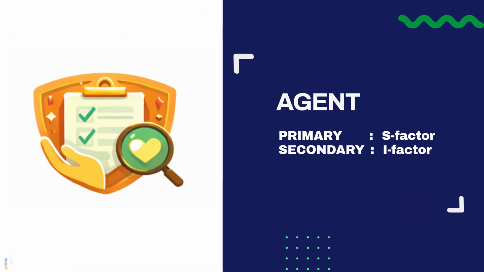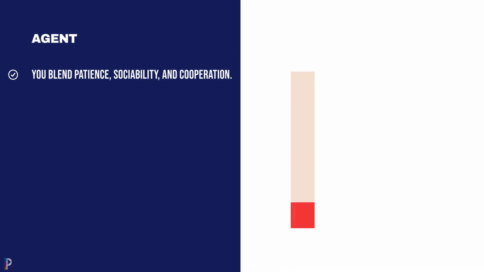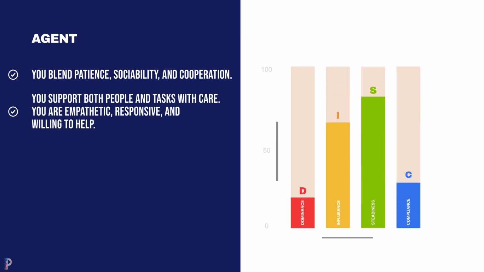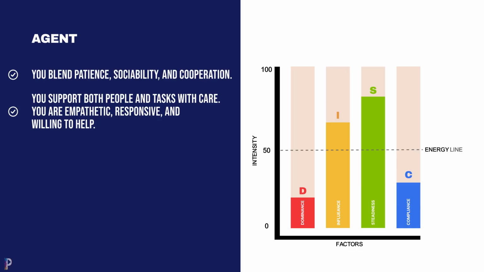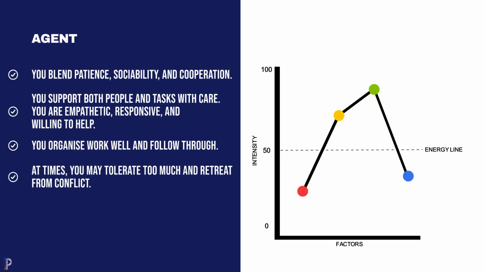If the S factor is the primary factor, with the I factor as secondary, then you are the agent archetype. You blend patience, sociability, and cooperation. You support both people and tasks with care. You are empathetic, responsive, and willing to help. You organize work well and follow through. However, at times you may tolerate too much and retreat from conflict.